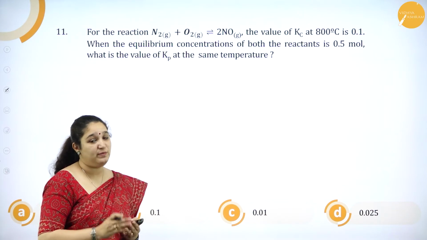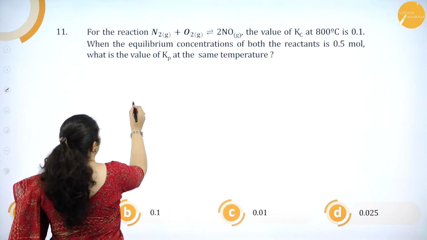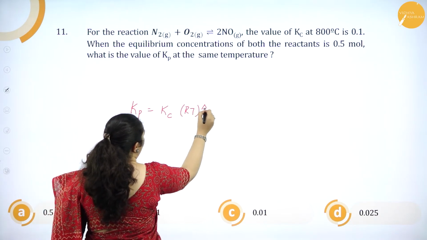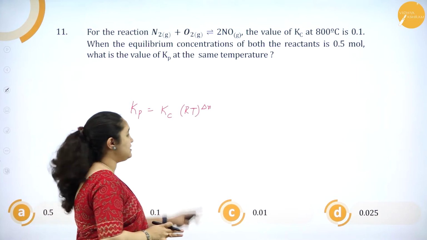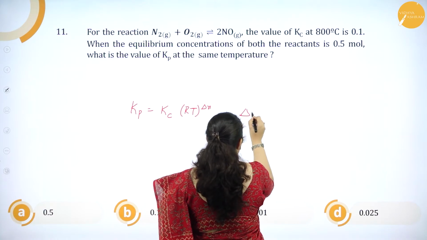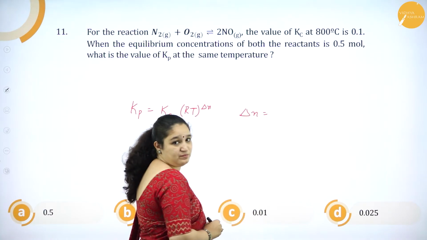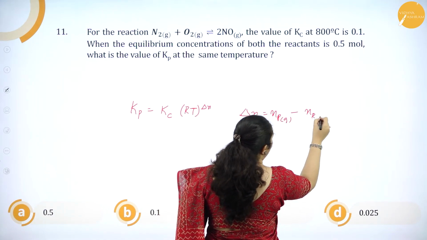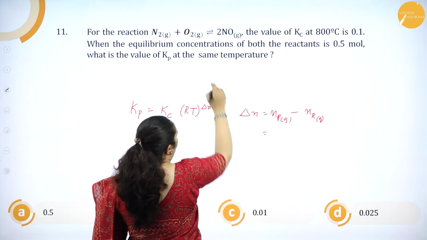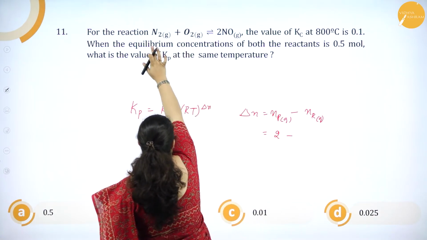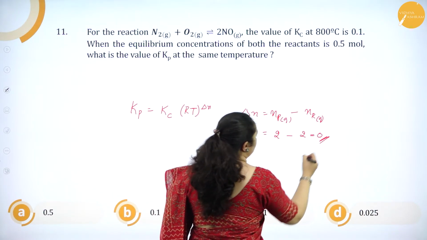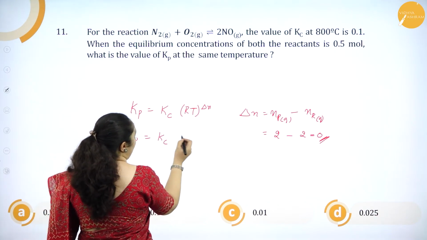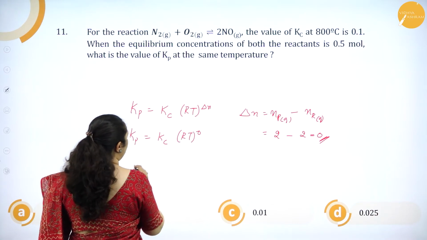First we'll write the relationship between Kp and Kc. Kp is equal to Kc (RT) to the power delta n. Before I go into all of this, I'll find out what is delta n for my equation. Delta n is the number of moles of product which is gaseous minus the number of moles of reactant which is gaseous. Number of moles of product is 2, minus reactant is 1 plus 1, 2. So this is 0. So Kp is equal to Kc, (RT) to the power 0. So that becomes 1.